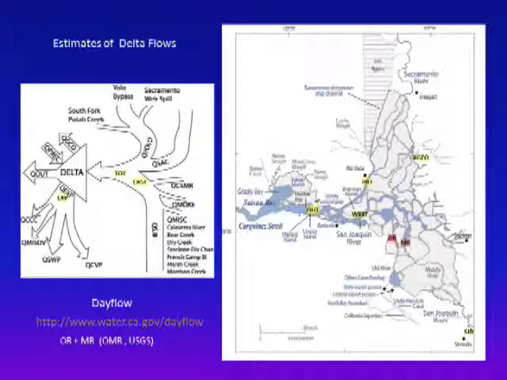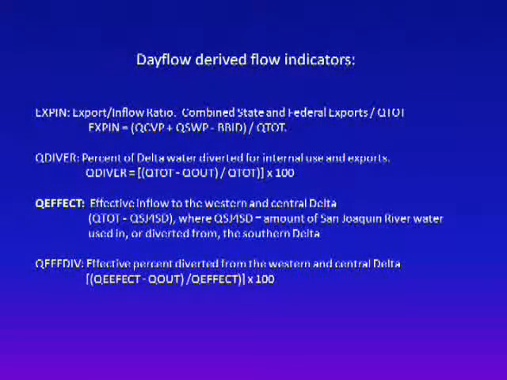Export will be one of the diversions that I will include along with the next indices, at least three of them related to the proportion or percentage of water diverted: the export to inflow ratio, the combined state and federal exports divided by the total inflow, and the Q divert, or the percent of water diverted for internal use and export, so it accounts for greater losses in the delta.